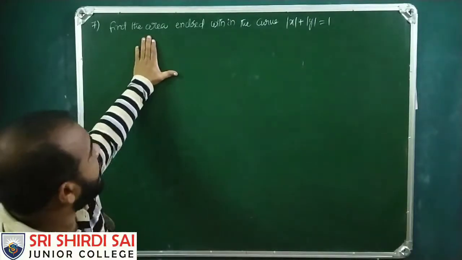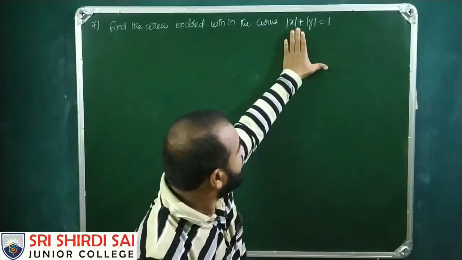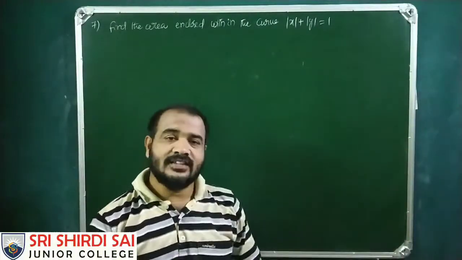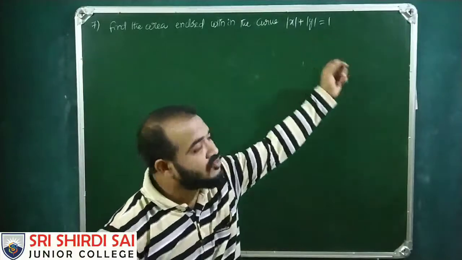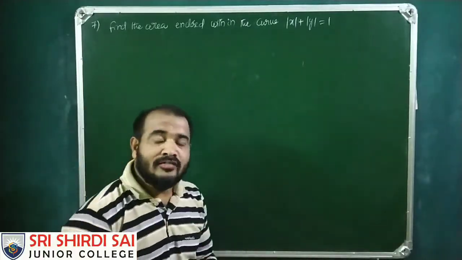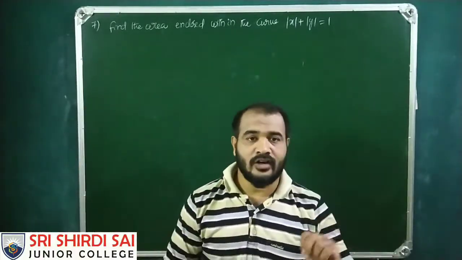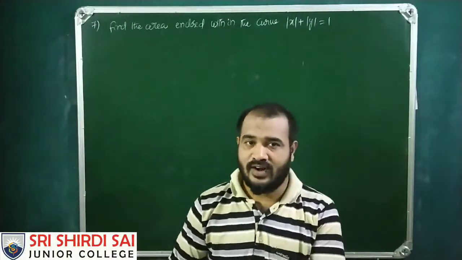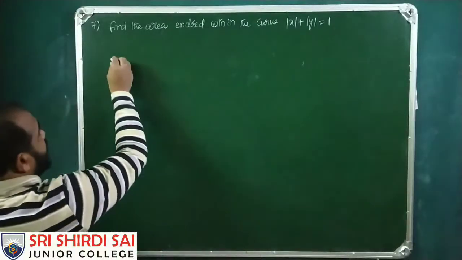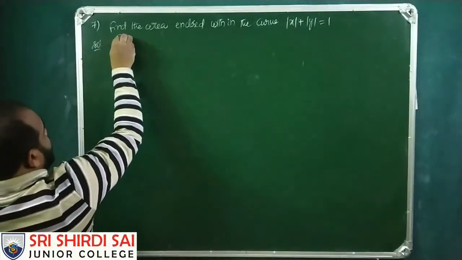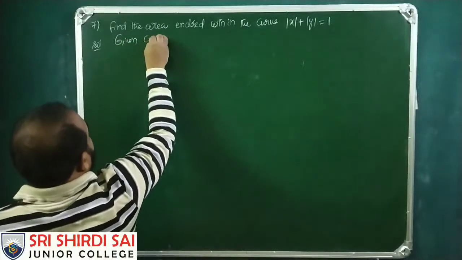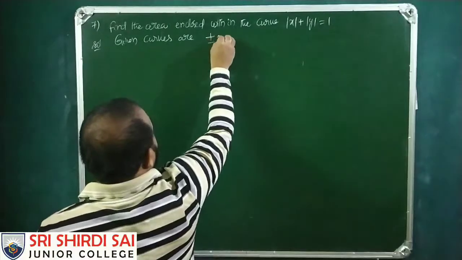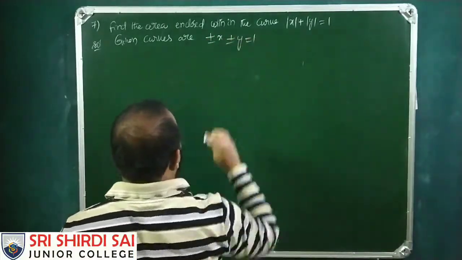Find the area enclosed within the curve modulus of x plus modulus of y equals 1. So modulus means it is plus or minus x plus or minus y. That means totally we are going to get how many? Totally 4: first quadrant, second quadrant, third quadrant and fourth quadrant. So these given curves are plus or minus x plus or minus y equals 1.